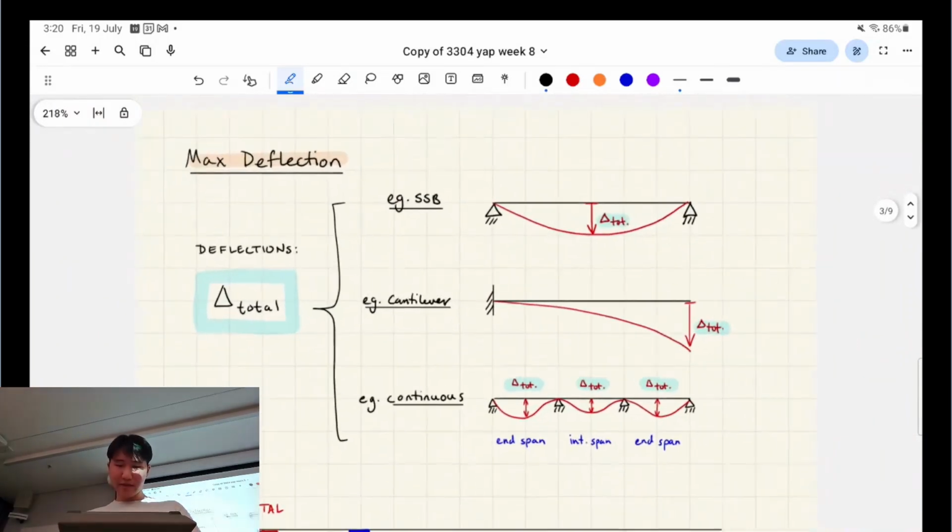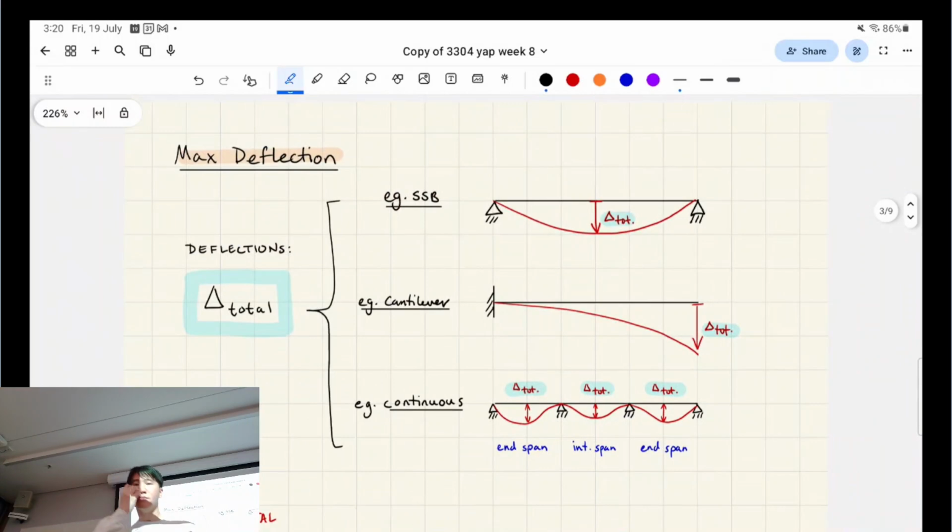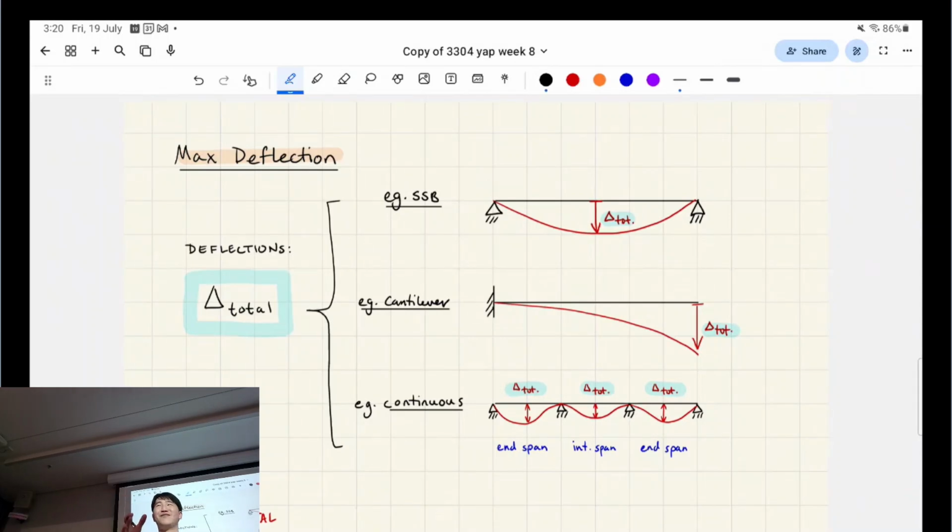Okay, so let's talk about max deflection, right? At these various support conditions, your simply supported beam, your cantilever, and your continuous beam, there are different points at which they have maximum deflection. Firstly, what is deflection? Do you guys understand the general concept of deflection? It's basically how far your beam has warped from where it's supposed to be, like if it's sitting straight, right?